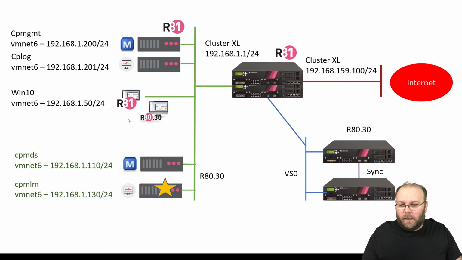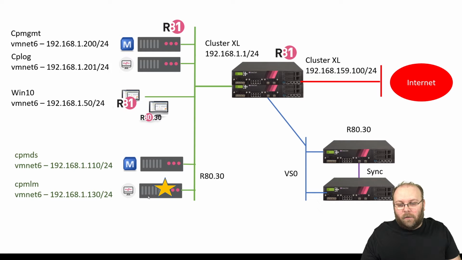And here is our topology, and we will install this one with a yellow star on it, and we will install it in R80.30. The reason why we install it in R80.30 is so we can test some features like CDT, VPN between different domains, VPN between R81 and R80.30. And of course we want to do some upgrades as well.